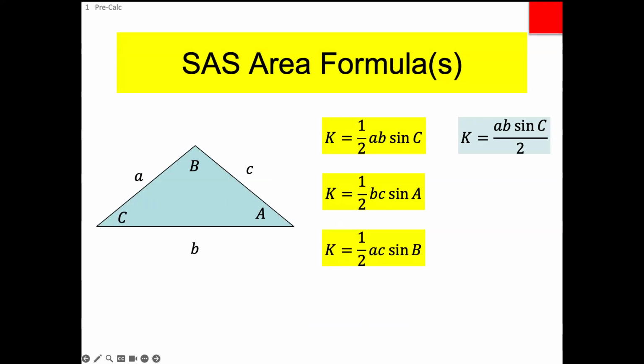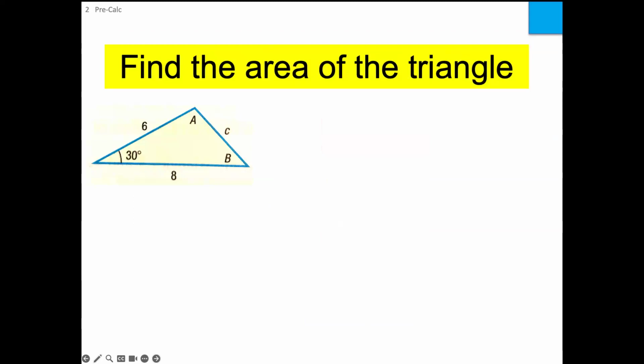All right. Luke, you good? Yep. All right. The point I was trying to make is that every one of these three examples uses all three potential letters, an A, B, and C, but it must be two sides and the included angle. Can I use this formula, yes or no? How do you know? It's SAS, right? So you can write the formula down, or just remember these are the two numbers you multiply times the sine of the included angle, all divided by two.